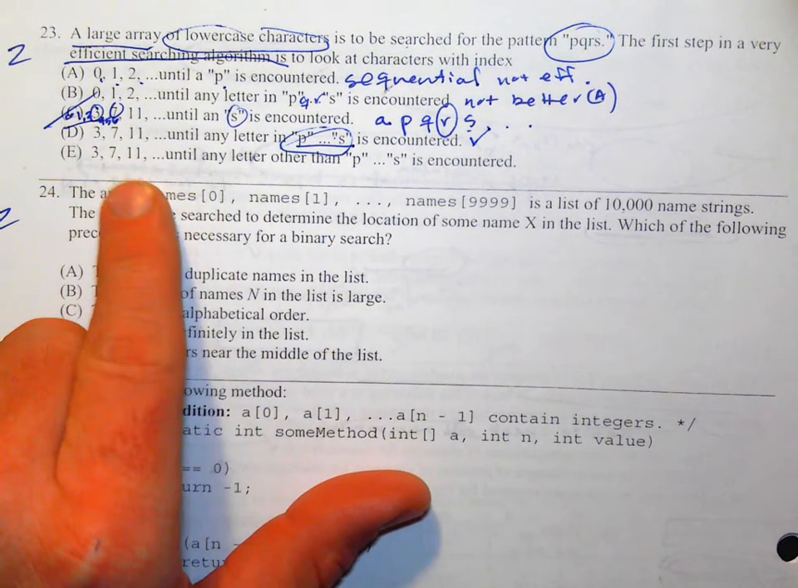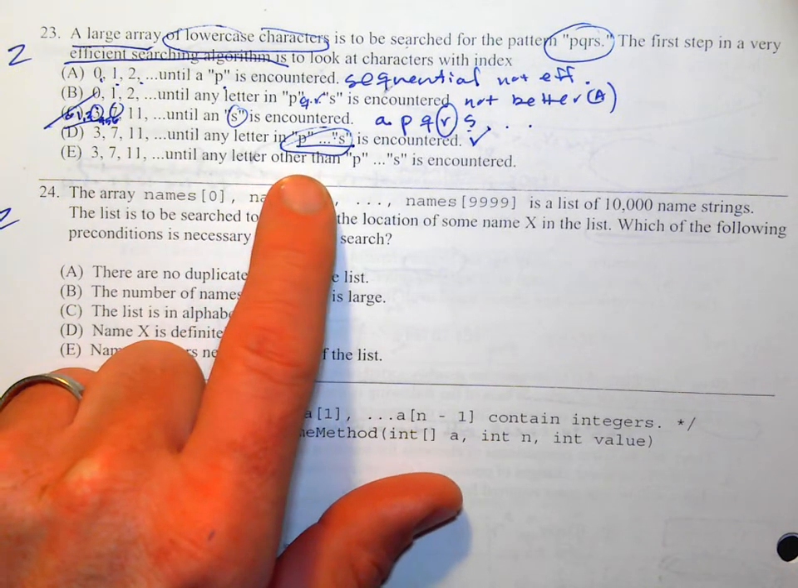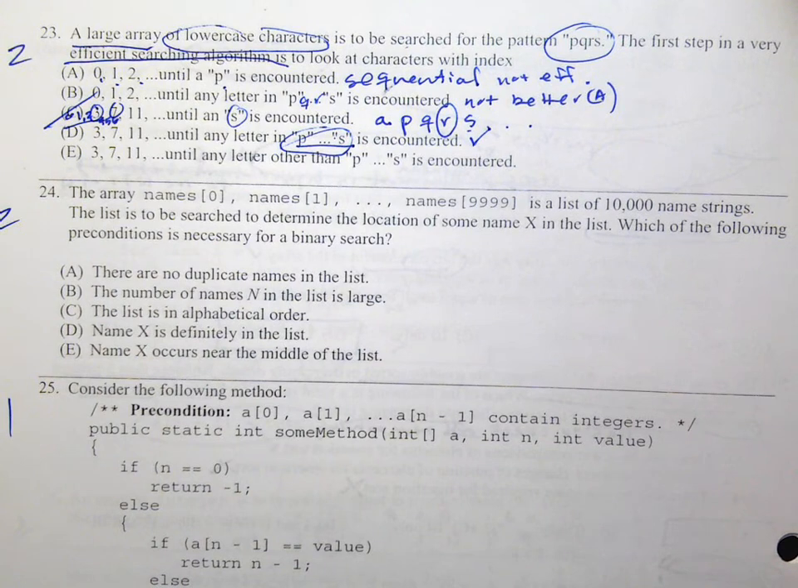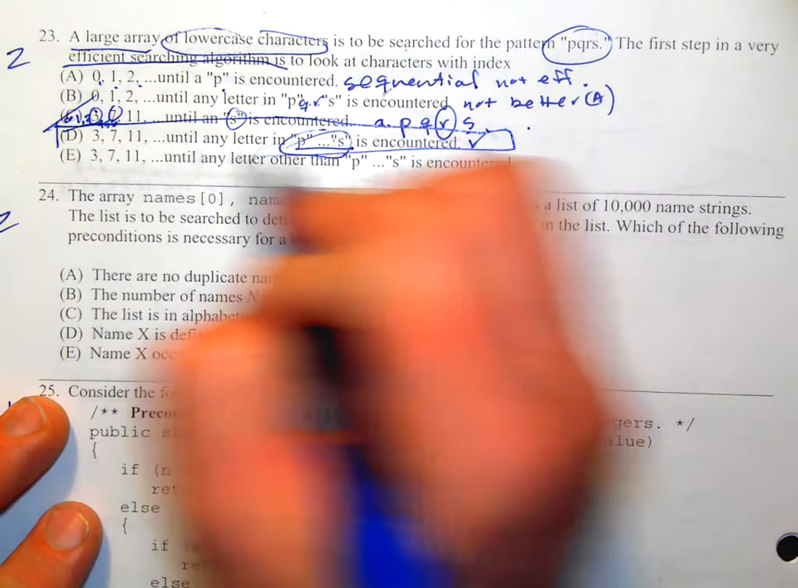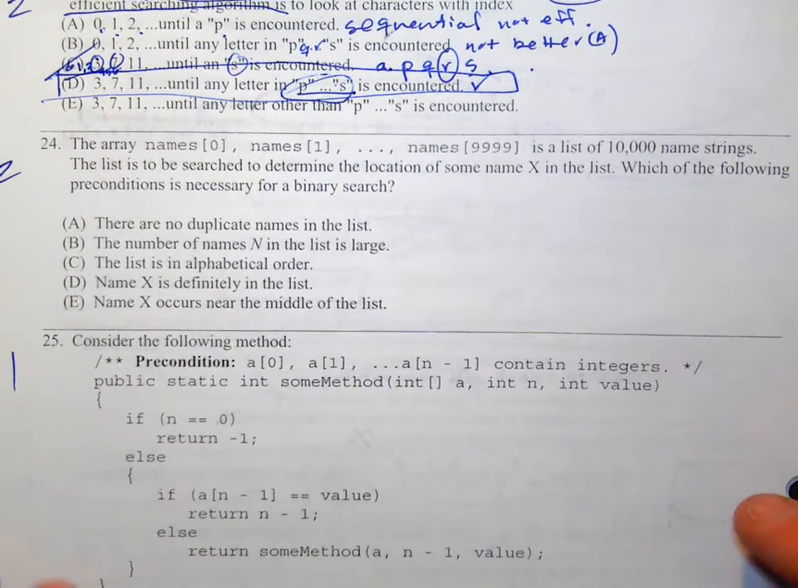This one says to do the same thing until any letter other than PQRS is encountered. That doesn't make sense. So you're looking for the thing that doesn't work. I don't know. So it's going to be D. It's kind of an interesting algorithm to try and cut down on comparisons.